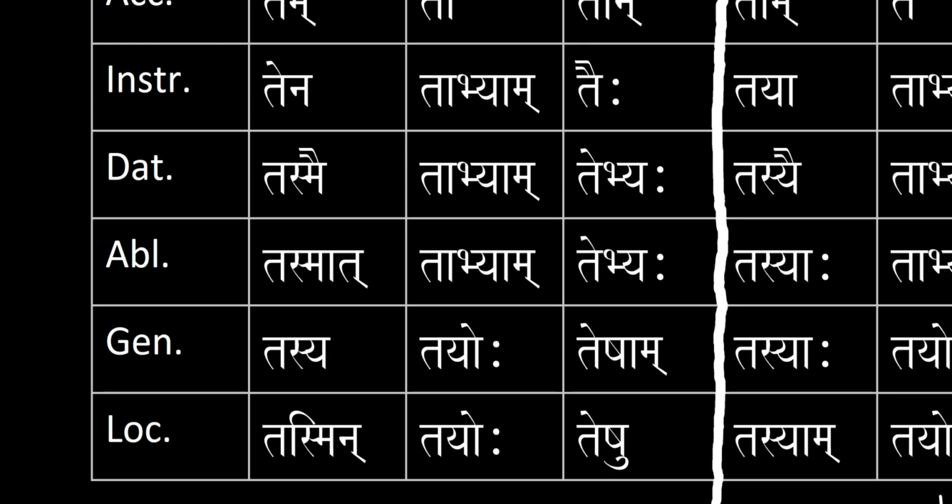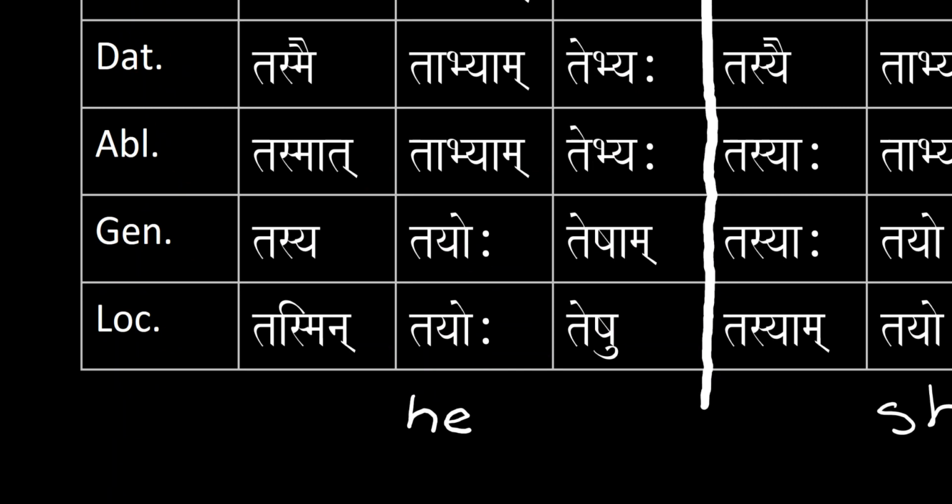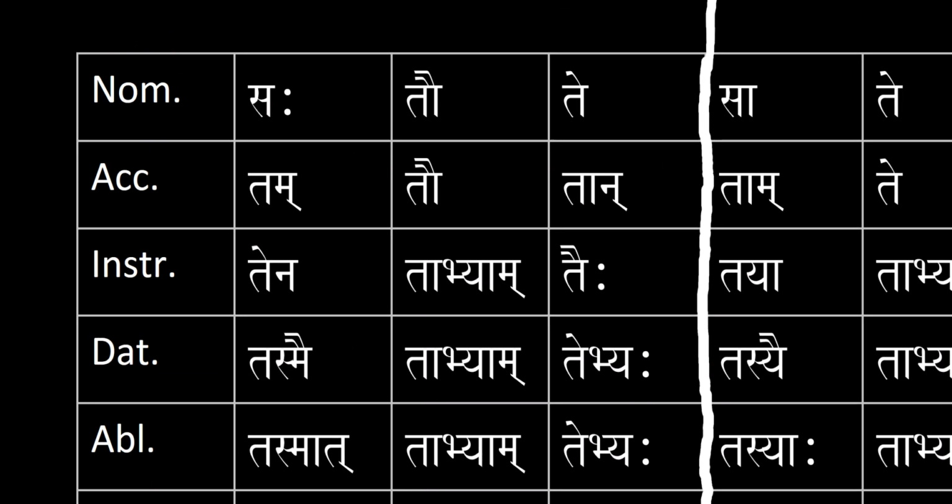Genitive would actually be of him or his, of the two of them or of all of them, that belonging to all of them, because the word "of" determines possessiveness. So we have tasya, tayoh, and tesham. And locative, singular, dual, and plural, that would be in or on him, the two of them, or all of them. We have tasmin, tayoh, and teshu. Notice that there is not a vocative case that exists for this type of declension.